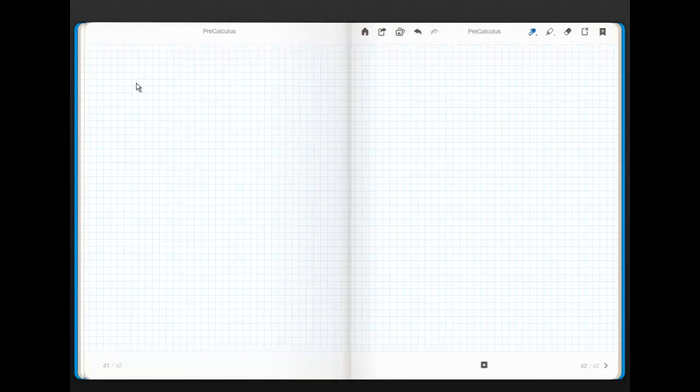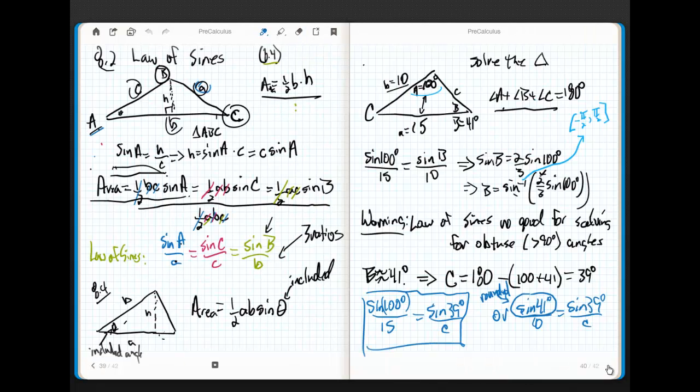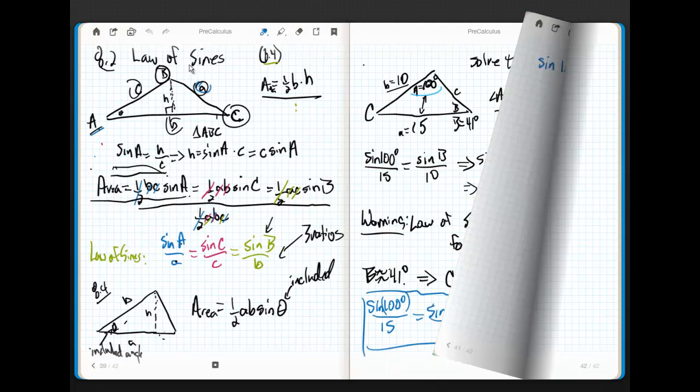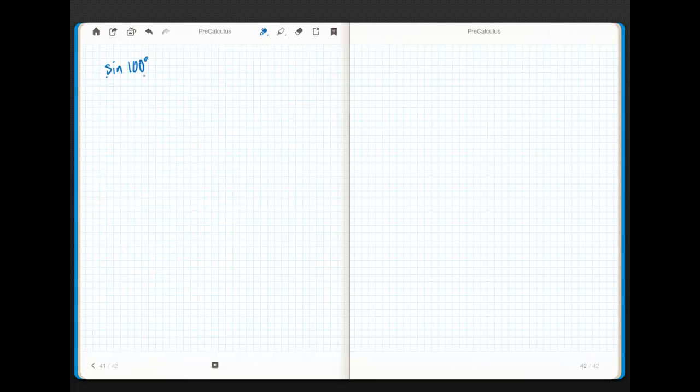So let me rewrite that. We'll write it over here. I'm going to write the sine of 100 degrees is to, what was it? Was it 10? Oh man, my brain's not working real well. It was 15, wasn't it? Is to 15 as the sine of, what was it, 39 degrees, because 39 plus 41, yep, 39 degrees is to C.